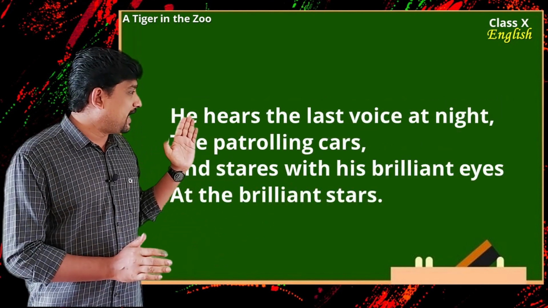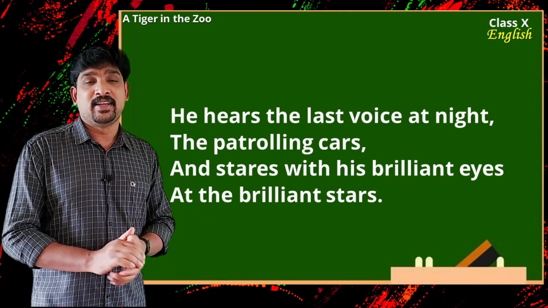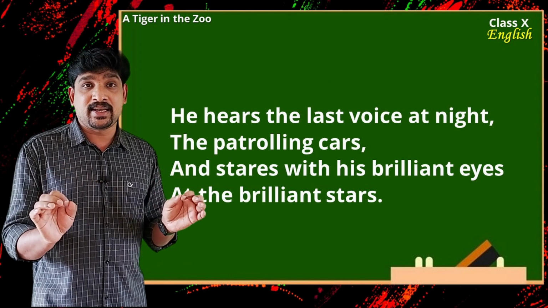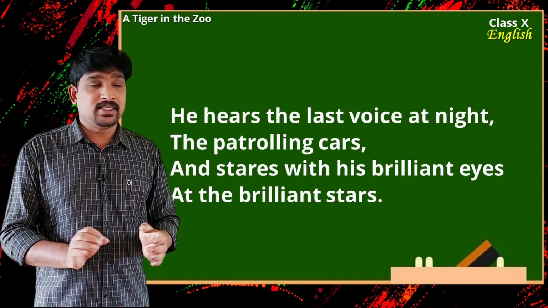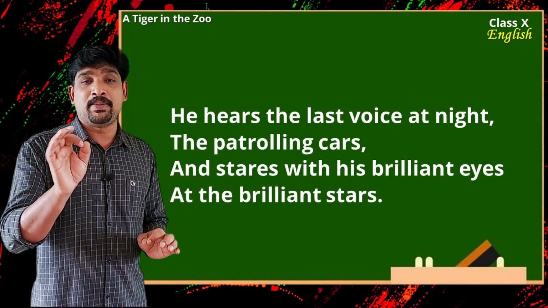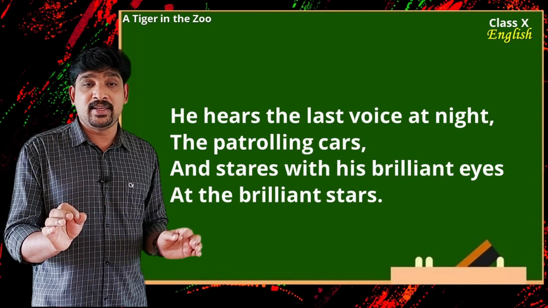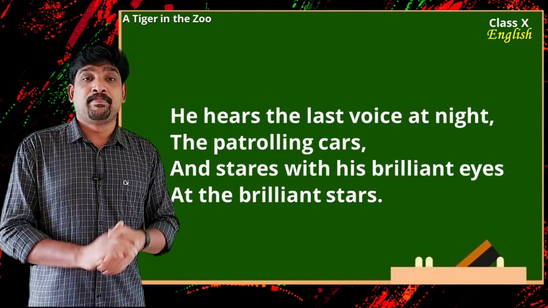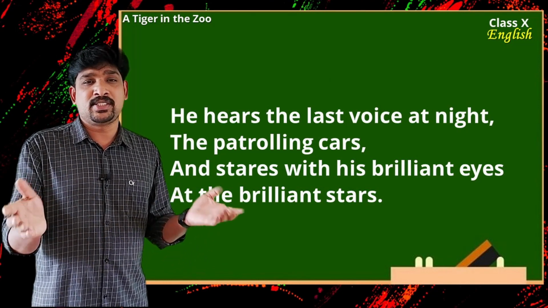Now let us move to the last stanza of the poem. He hears the last voice at night, the patrolling cars, and stares with his brilliant eyes at the brilliant stars. In this closing stanza of the poem, the poet clearly portrays the helplessness of the caged tiger. The poet says, at night the tiger hears the sounds of the patrolling cars. Patrolling cars are the vehicles of the police which are used to guard the zoo or the city at night.